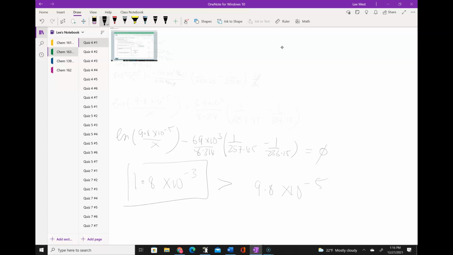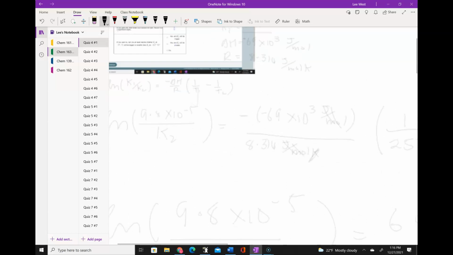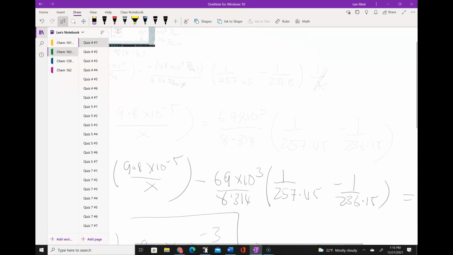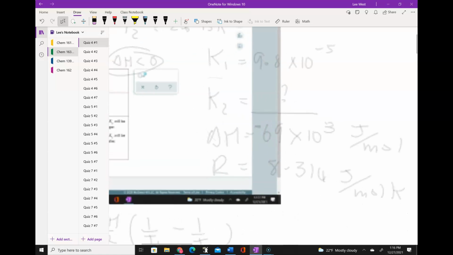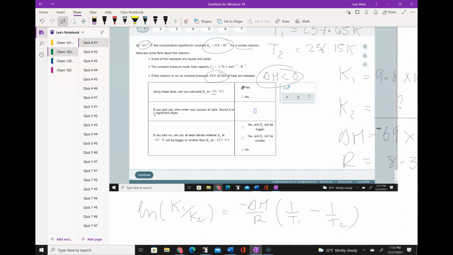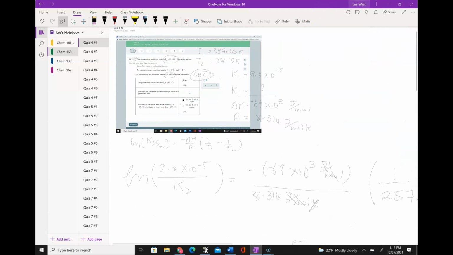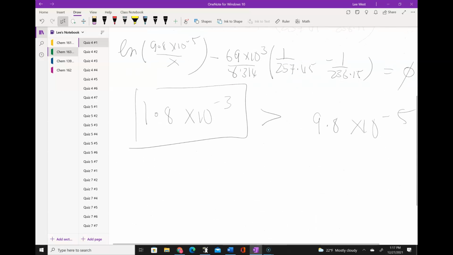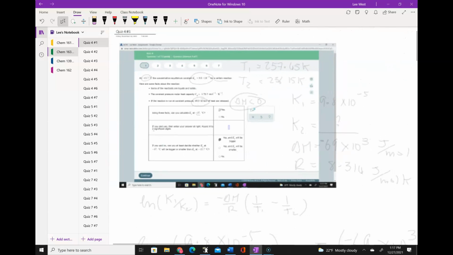Remember again, K's don't have units, so we don't have to worry about that. So that's it, right? 1.8 by 10 to the minus 3. It's a lot bigger, like 100 times bigger. All right, so we got that one. If you said no, can you at least decide that KC will be bigger, smaller, or whatever? Yes, and KC will be bigger, right? So we already know that. So we got it all, right? 1.8 by 10 to the minus 3. And that's it. Everything is done. Okay, it all makes sense.